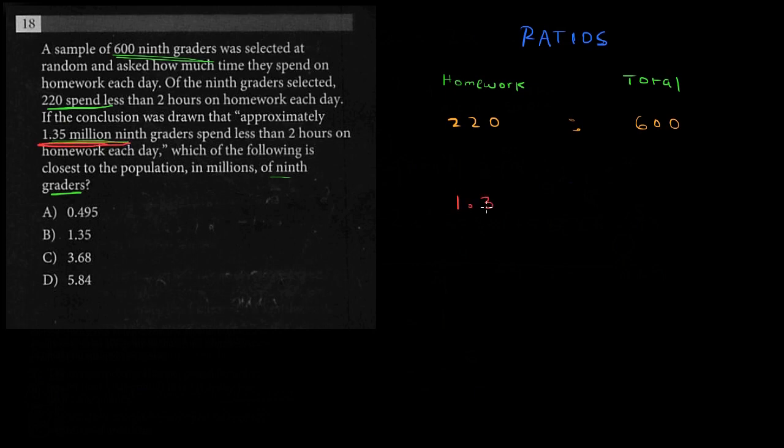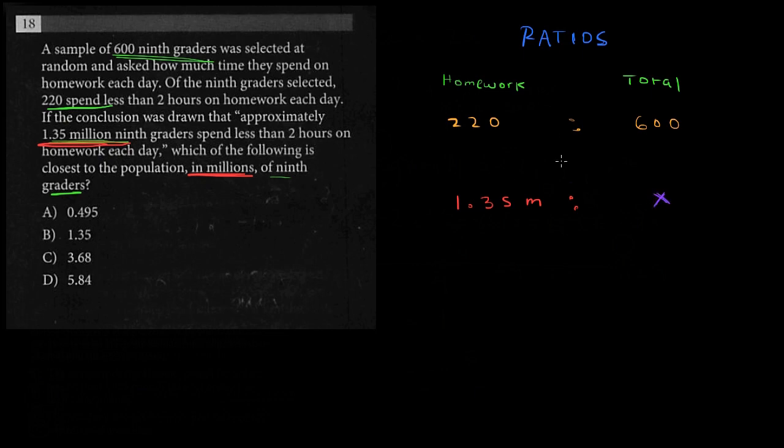The number of ninth graders that spend less than 2 hours, the homework group, is 1.35 million. I'm just going to write M, and I can do that because the question is asking in millions. You notice there isn't a bunch of zeros. You don't need to write all those zeros behind 1.35. So this is going to be 1.35 to the population of all the ninth graders, the total population, and that's going to be X.